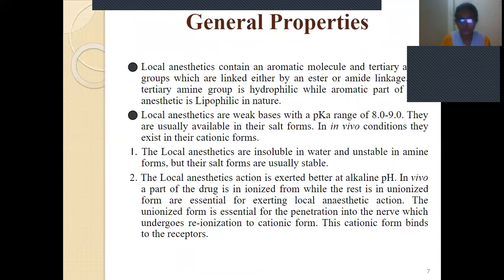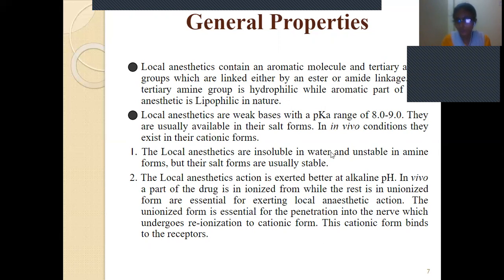Let's see the general properties. They contain an aromatic moiety and a tertiary amine group, which are linked either by an ester or an amide linkage. The tertiary amine is hydrophilic, while the aromatic part of the anesthetic is lipophilic in nature. Local anesthetics are weak bases, as I explained in the mechanism of action. They are usually available in the form of a salt, and in vivo they exist in cationic form.